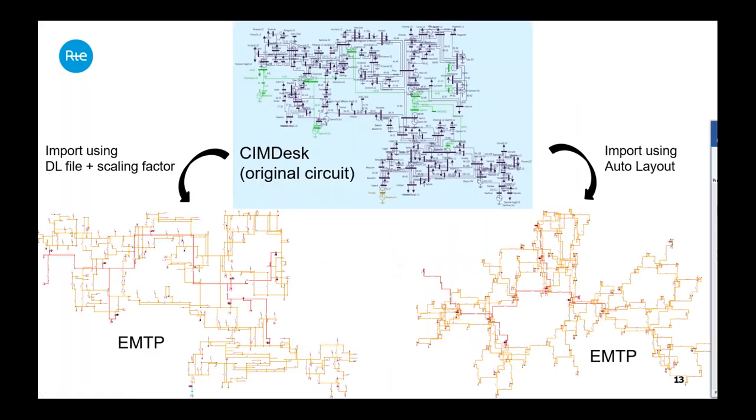So yes, here, as I explained before, we have two options for the positioning. If coordinates are present in the CIM files, we use them and we build the circuit on the left. And if the original circuit is too dense, too compact, like here, we can lighten the circuit using a scaling factor. And if there are no coordinates, we use an auto layout algorithm, like the circuit on the right.